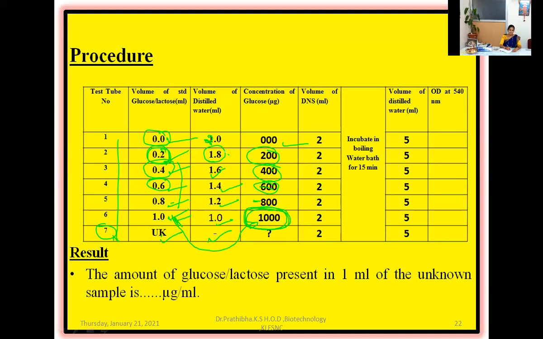So after adding the distilled water, you are going to add to all the test tubes, including the unknown test tube, which you need to take from the examiner, the volume of DNS.